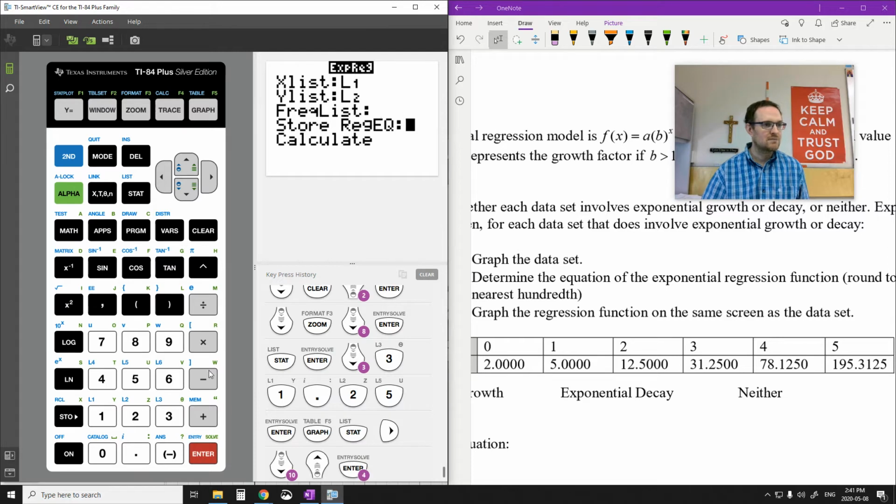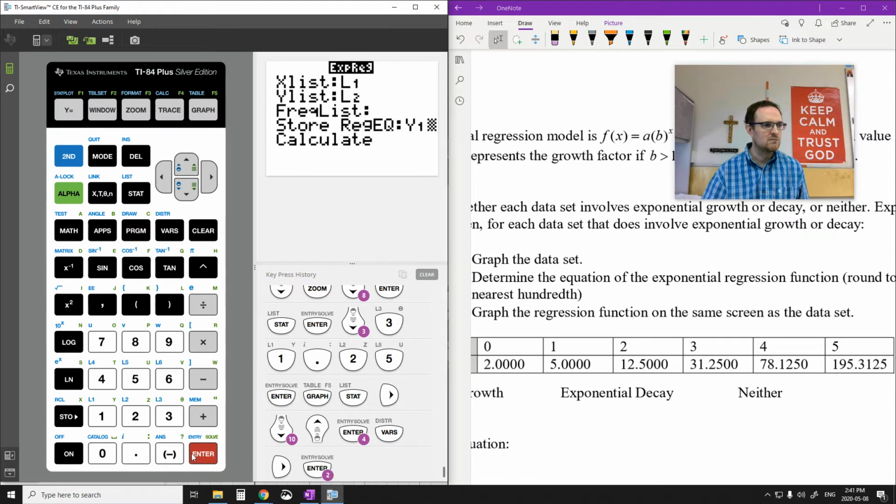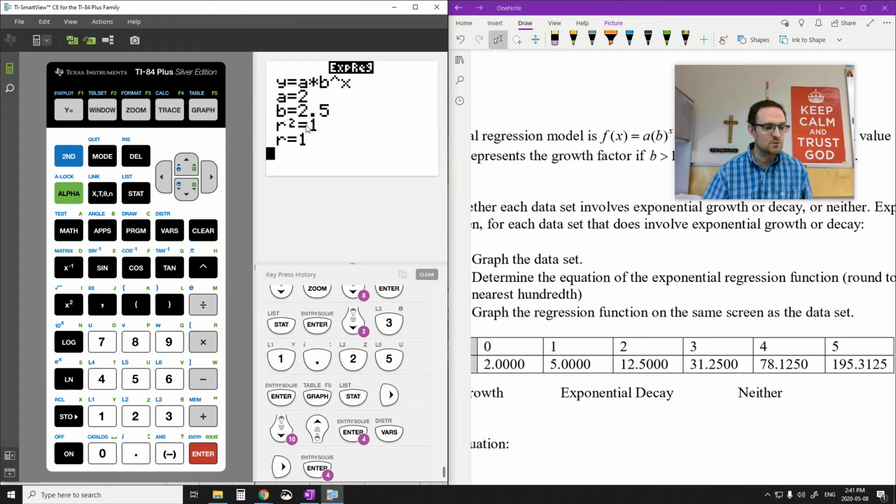I can store this. Remember, you can store this in here. So you can go to vars, yvars, function there. So you just go over to yvars, hit function number 1, and then pick an equation to put it into. Now, if you have one of the newer models, you can also go alpha trace, and it lists all the y values out for you. Go down to calculate. You notice my r squared is 1. You want your r squared to be 1, or as close to 1 as possible, like 0.999 or so. If it's like 0.8 or 0.6, it's not a very good regression.